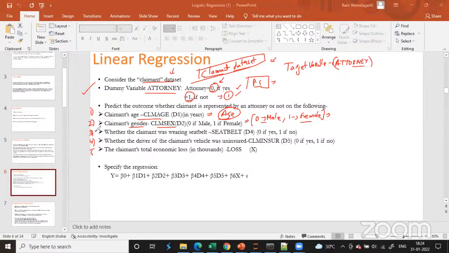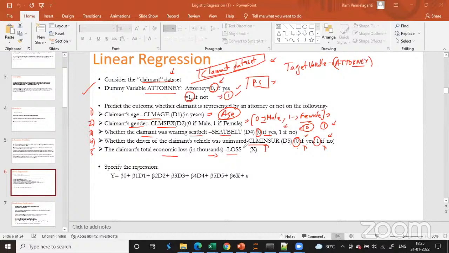What is the third independent variable? Seat belt. If that person is wearing a seat belt, you can assign a value of 0. If that person is not wearing a seat belt, you can assign a value of 1. This is our third independent variable, seat belt. Our fourth independent variable is claimant insurance. You can assign a value of 0 if that person is having insurance. You can assign a value of 1 if that person is not having insurance. You can do this.